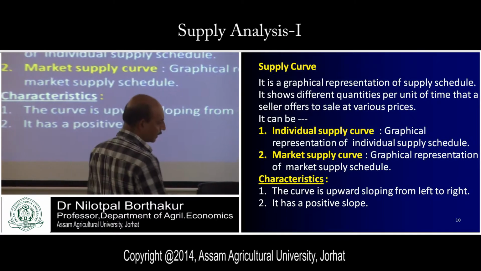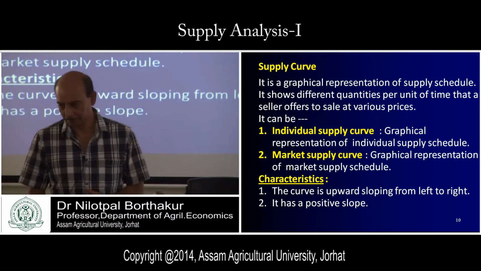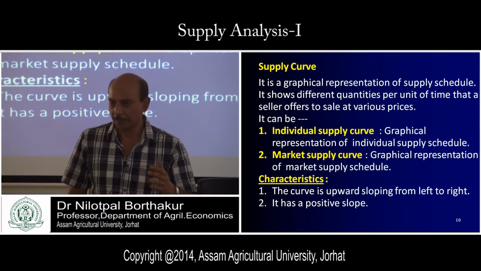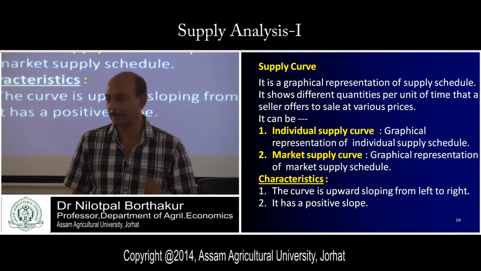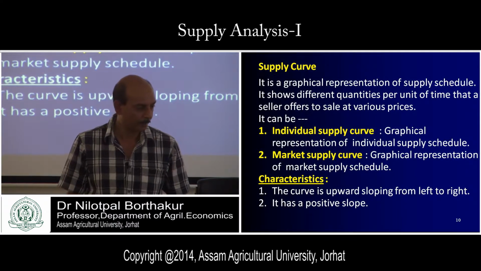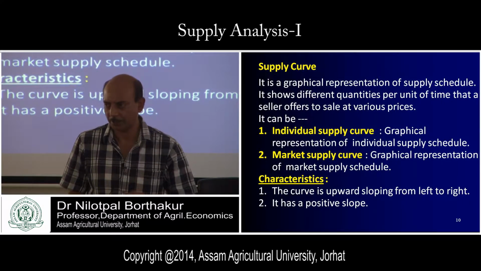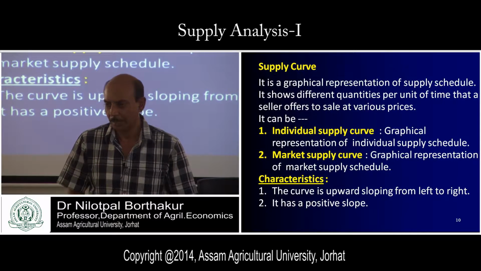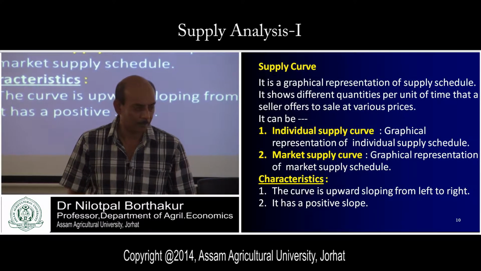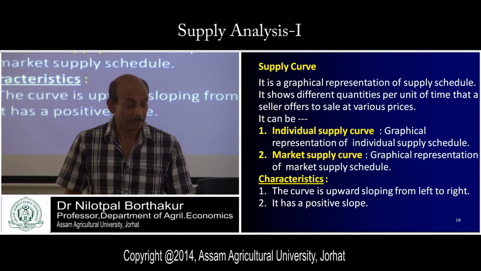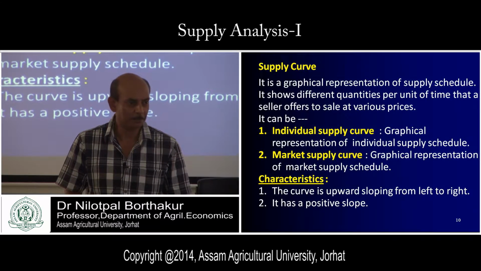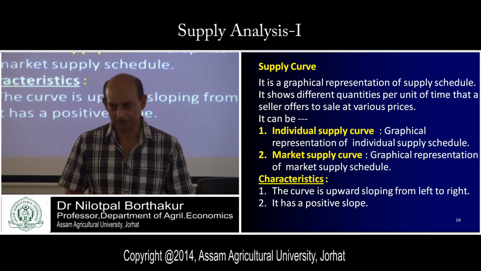Now, the individual supply curve is the graphical representation of individual supply schedule. And the market supply curve is nothing but the graphical representation of market supply schedule.